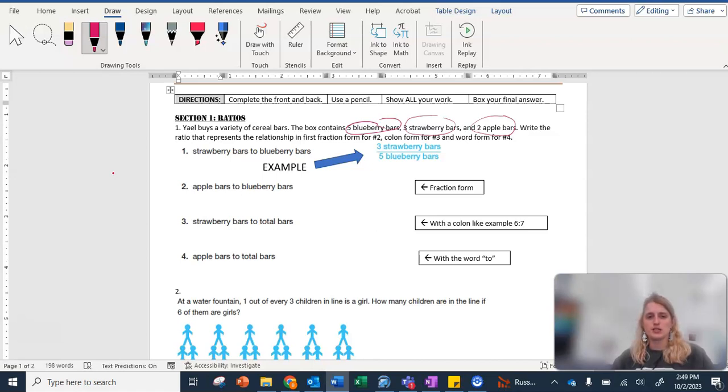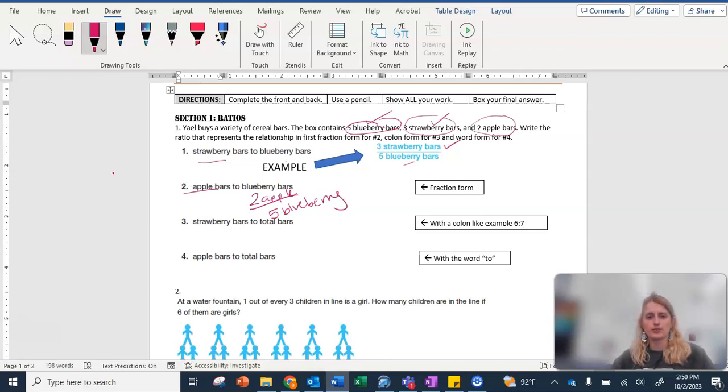Alright, so you can see here's our example. Strawberry, up here we said strawberry is 3. You can see strawberry 3 is on the top. Blueberry 5 is on the bottom. That's what I'm looking for. Apple, our number for apple is 2 apple bars. So we're going to say 2 apple. 1 and 2 are going to be fraction form. 2 apple to 5 blueberry.